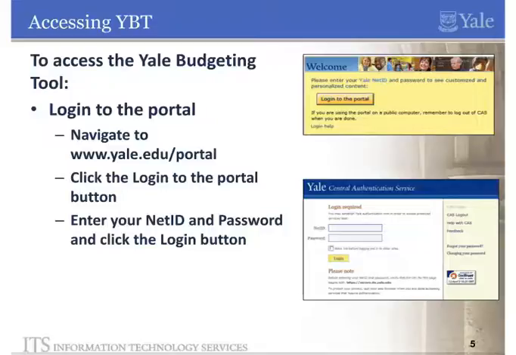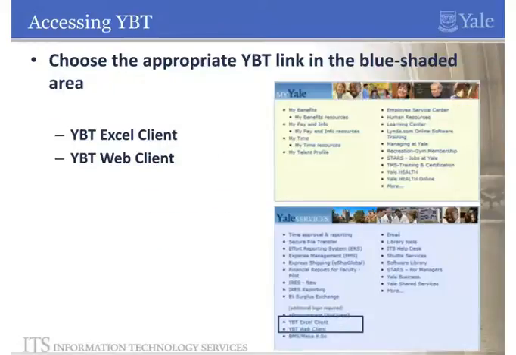Click the Login to the Portal button in the upper right corner of the screen. Enter your NetID and password when prompted, and then click the Login button. The portal screen will refresh, displaying the list of applications and services you can access. Notice there are 2 different links available for YBT. Consult the Getting Started guide on the Training Materials page to understand the differences between the 2 links. Here, we'll be using the YBT Excel client.